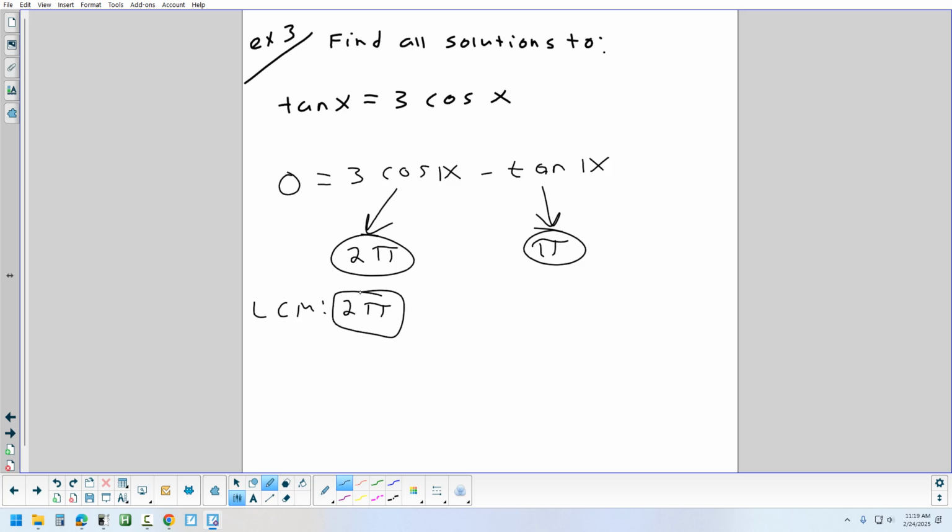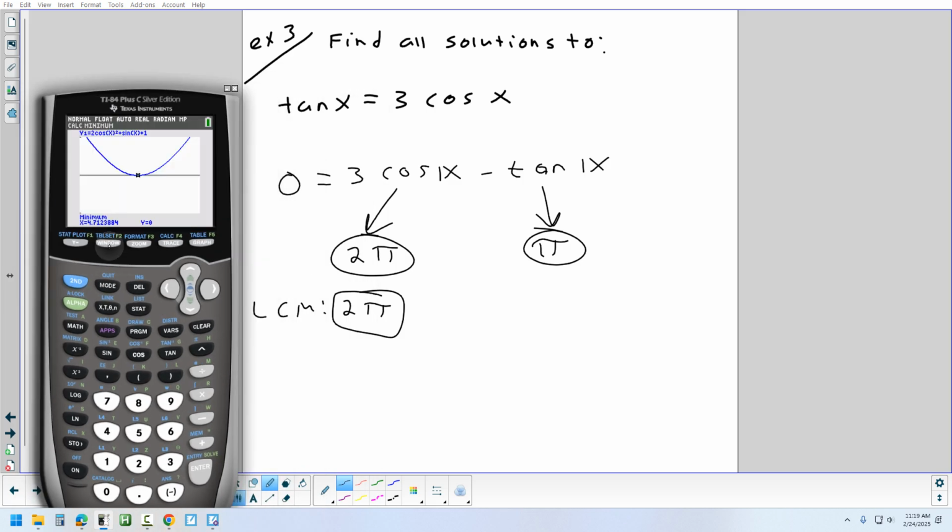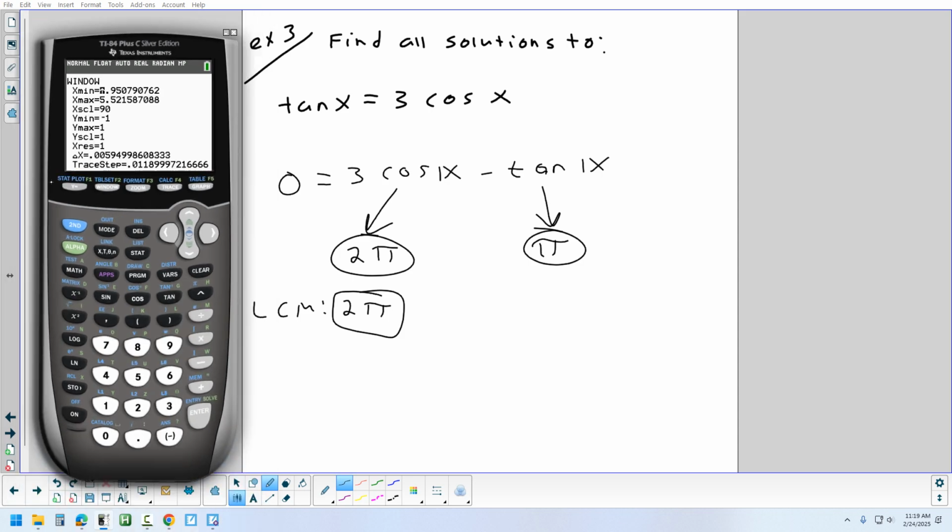So remember what that tells you: what to set your window to and what to add on the end of each answer. Okay, I need to fix my window. Oh, it's because I zoomed in, that's why. All right, so let's set it back. Let's get rid of that. Okay, 0 to 2 pi.